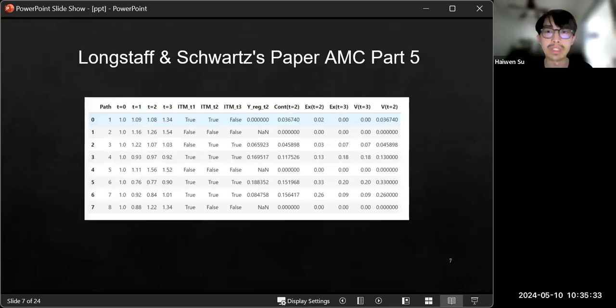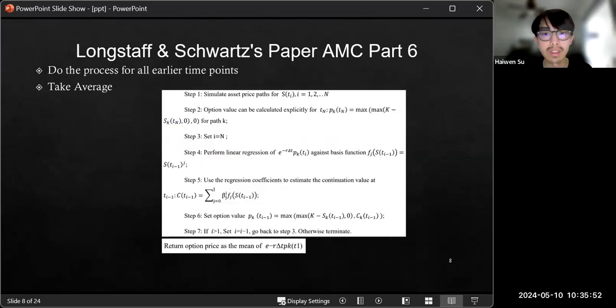And now we compare the intrinsic value at time 2 with the continuation value. If the intrinsic value is larger, we just exercise at time 2. If not, we hold it till time 3. The final value at time 3 is just the intrinsic value at time 3, since there are no more future points. And then we repeat the whole process for all the other time points, then discount all the cash flows of each time point back to time 0, and then take the average over all the paths. So in this example, we just take the average of the 8 paths.